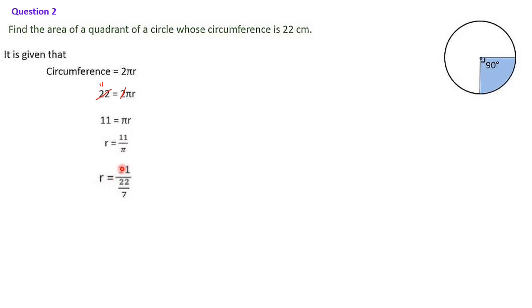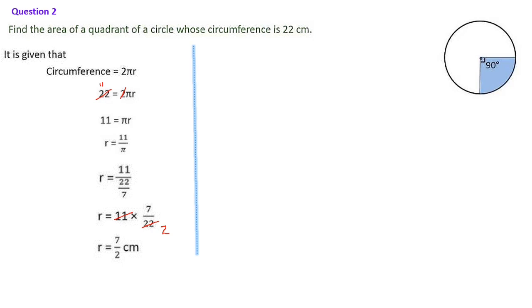Then r is equal to 11 divided by pi value 22 by 7. Then this division we can write as multiplication. Then multiply by the reciprocal of the denominator. 22 by 7 reciprocal is 7 by 22. So 11 into 7 by 22. Here also cancellation can be done. This 11 and 22 we can cancel, and 2 will be coming. Then r is equal to 7 by 2 centimeter. So better keep r equal to 7 by 2, because this 7 we can easily cancel later on.